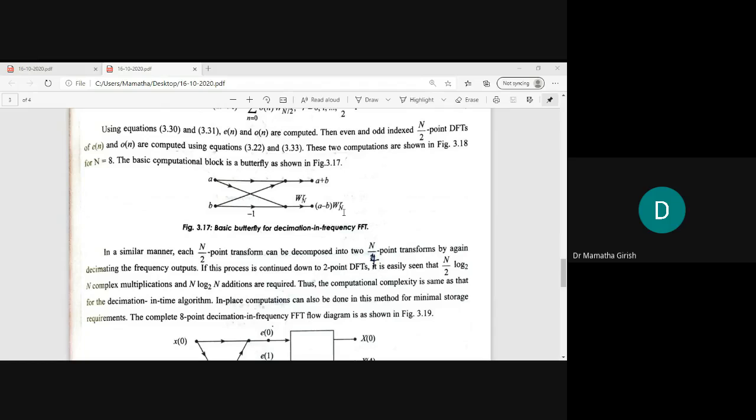Generally, students go wrong in the butterfly structure. So please, in the exam, read the question carefully. If it is the DIT FFT algorithm, use the corresponding butterfly structure. If it is the DIF FFT algorithm computation, use this butterfly structure. The two butterfly structures are not the same. They are different with respect to the output end. Please keep that in mind.